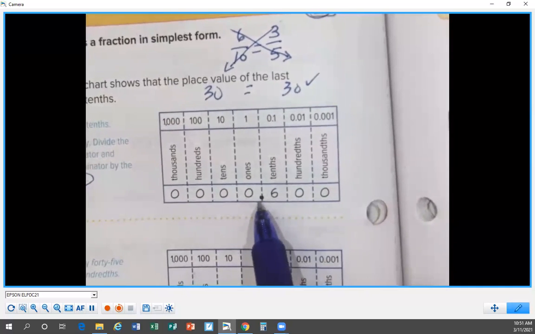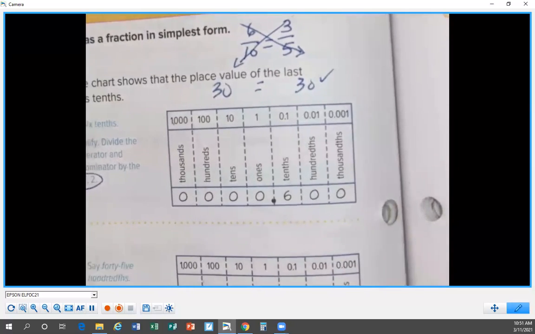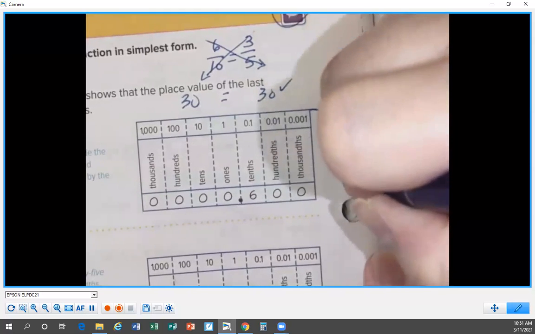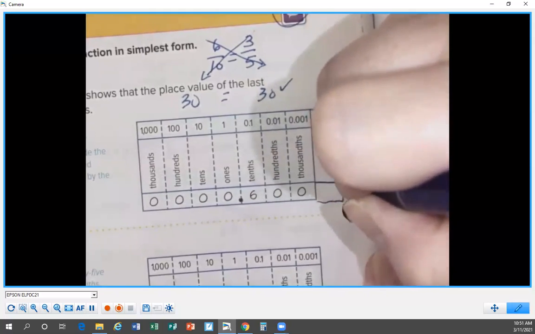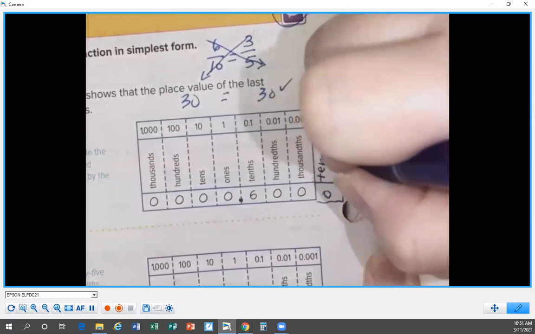Okay, but here's our decimal. To the right of our decimal, we have tenths, hundredths, thousandths. And let's add on one more. If you had another one, it would be 10 thousandths.